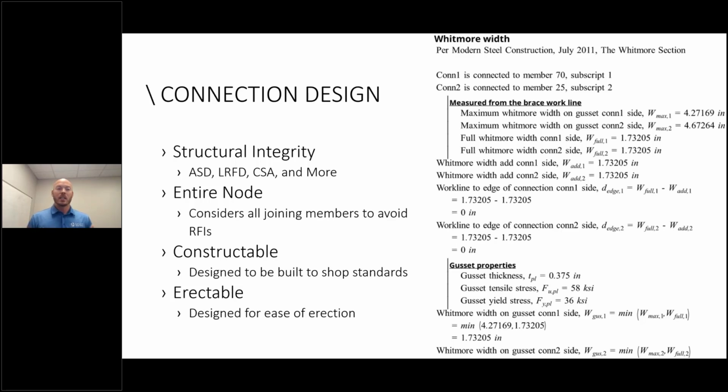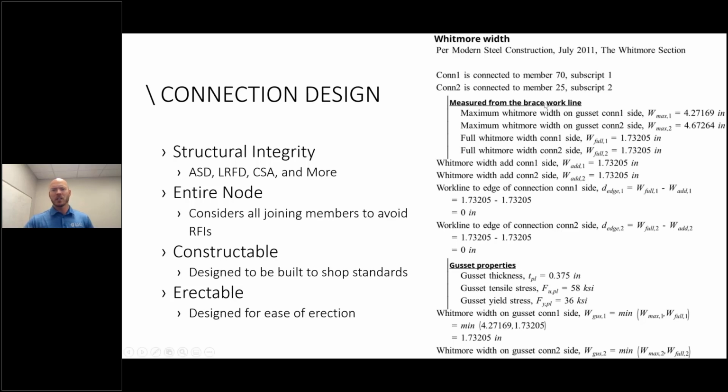Not only do we design those connections to make sure the structural integrity is intact, that the building is going to stand up. When we design that, we're not just designing one member to one member. We're looking at the entire node to make sure that clearances and things like that are met, and that we are going to actually provide a constructible and erectable connection that will avoid RFIs on, hey, what do I do here? What do I do there? Type of stuff. When I say constructible, typically what I mean there is, it's going to be designed to be built to your shop standards. Erectable means it's going to be designed for an ease of erection.